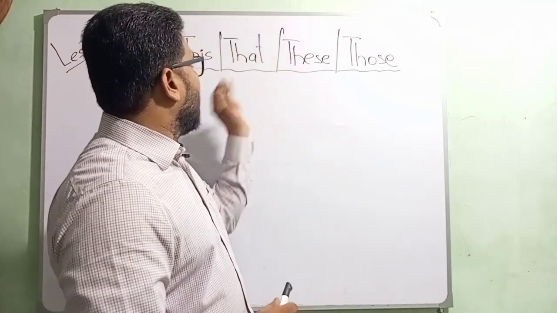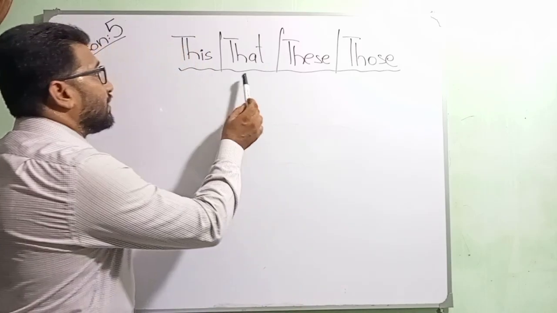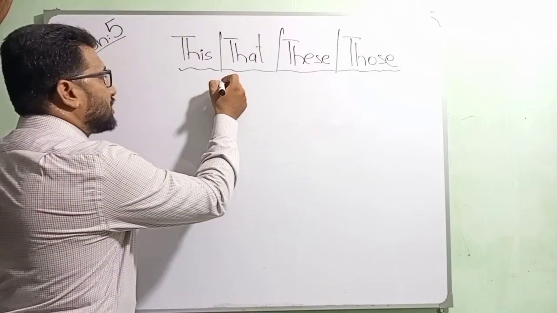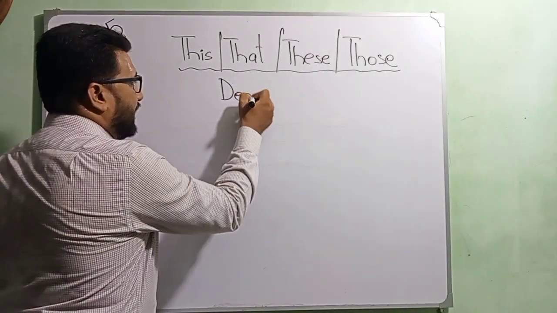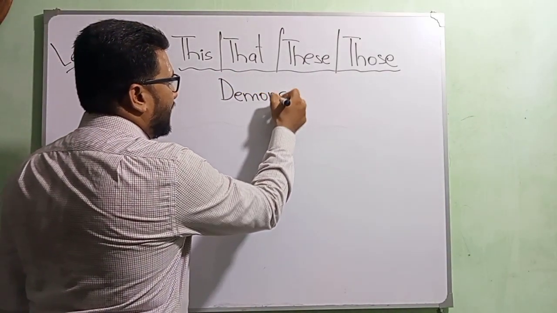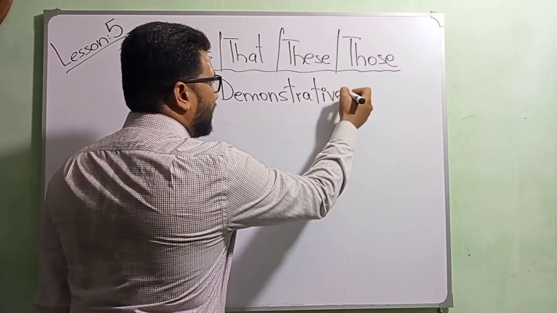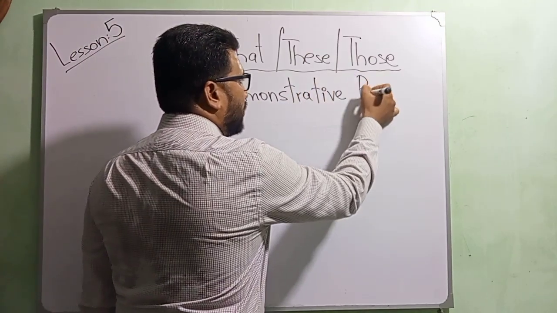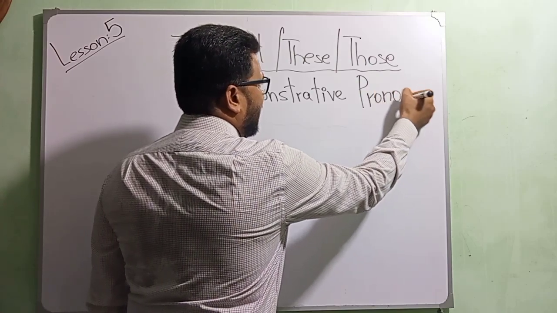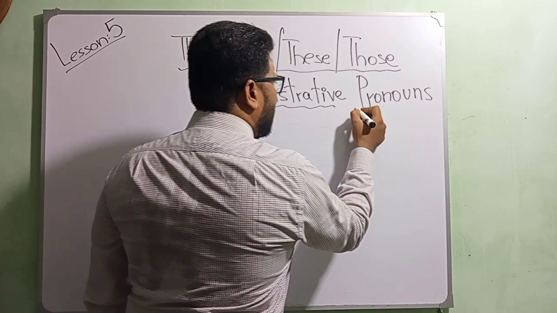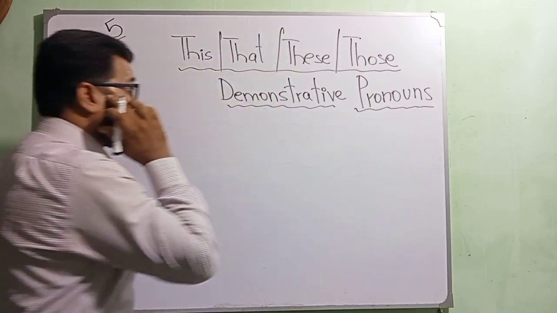For example, as you can see, this, that, these, and those are basically called demonstrative pronouns. Okay? In English grammar, they are known as demonstrative pronouns. Now, why they are called demonstrative pronouns, there is a particular reason behind that. I'm going to explain that to you as well.